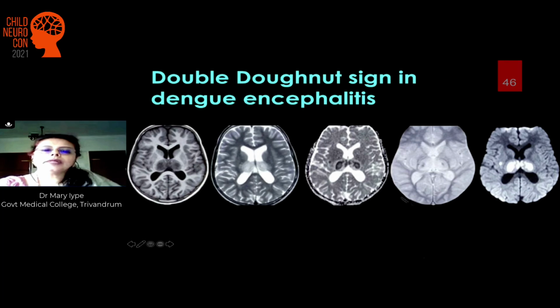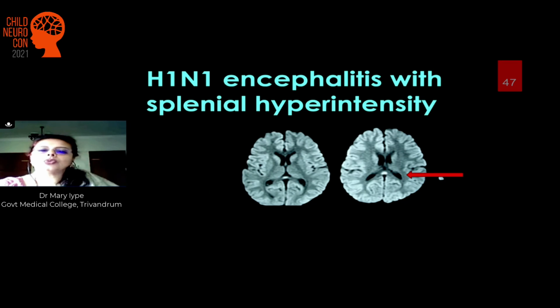H1N1 encephalopathy, this is one of our cases which showed a splenial hyperintensity. H1N1 encephalitis is peculiar in that it can produce lobar hyperintensities, basal ganglia hyperintensities or a splenial hyperintensity. But when you find the splenial hyperintensity in a patient with encephalitis, you can be suspicious that this patient is having H1N1 encephalitis.